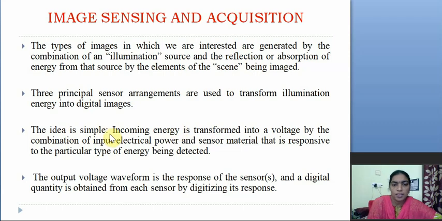Now, the idea is simple. Incoming energy is transformed into a voltage by the combination of input electrical power and sensor material that is responsive to the particular type of energy being detected. So based on the input electrical power and sensor material, we transform the incoming light energy into an electrical signal or voltage signal. The output voltage waveform is the response of the sensor, and a digital quantity is obtained from each sensor by digitizing its response.